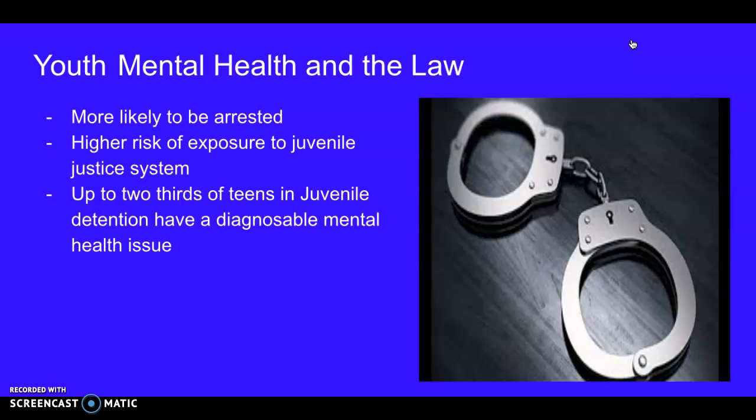So youth mental health and the law. Adolescents are far more likely to be arrested if they have some sort of mental health issue. They also have a higher risk of exposure to the juvenile justice system if they have some sort of mental health issue. And up to 2/3 of the teens in juvenile detention have a diagnosable mental health issue, whether it has been diagnosed or not.